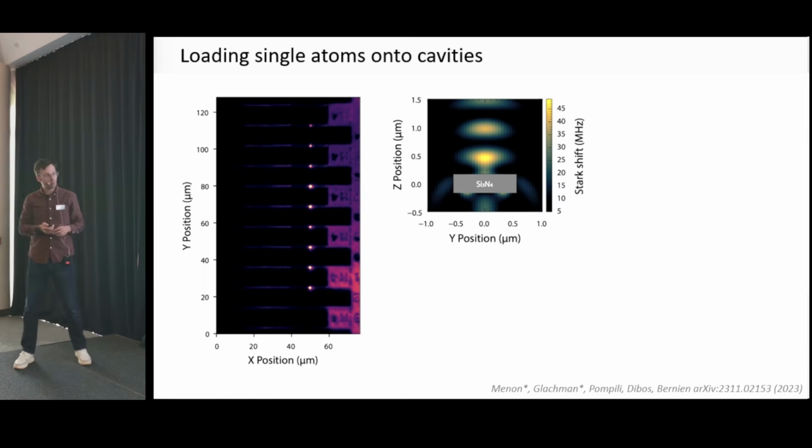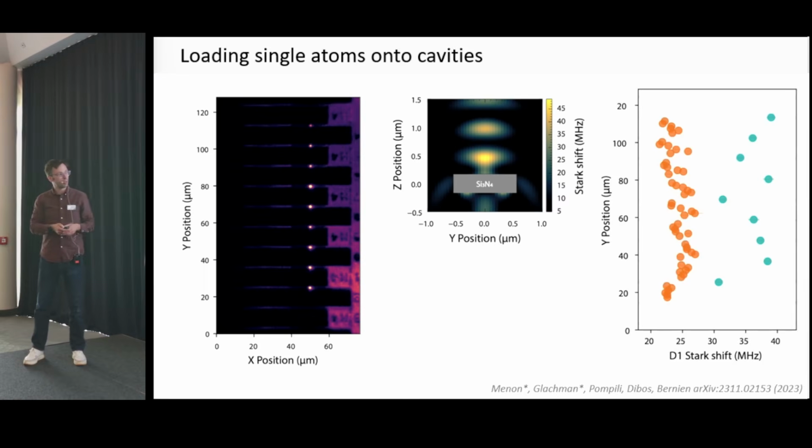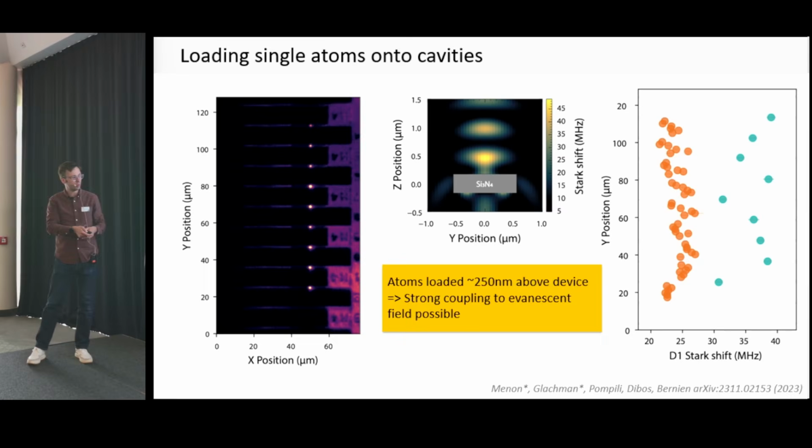To verify that we can actually do that, we look at the light shift that the light puts on the atom, and here we see atoms that we scan across these cavities, and every time we hit the cavity, you see this light shift go up. And from the strength of the shift, we see that the atoms are loaded a few hundred nanometers above the device where we would expect a strong coupling.